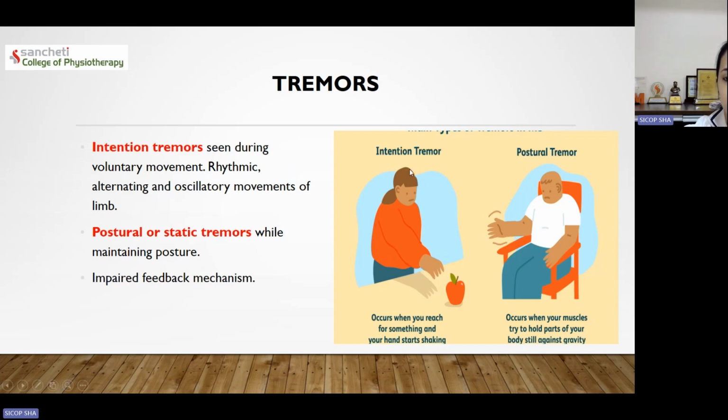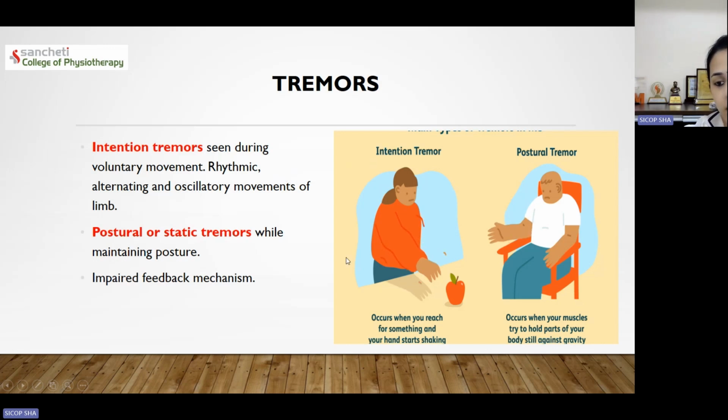The first that is written is the intention tremor. As the name says, intention. Intention means whenever a person intends to do any movement. So that's why intention tremor is seen during voluntary movement. And how is it seen? As rhythmic, alternating, and oscillatory movement.